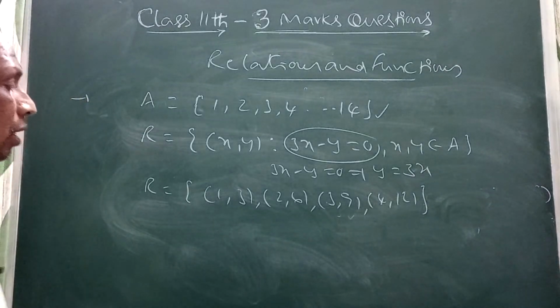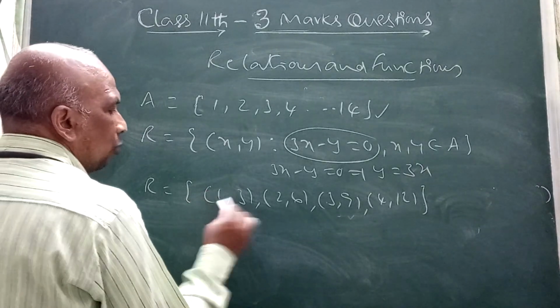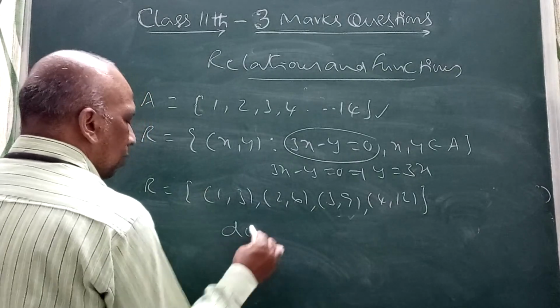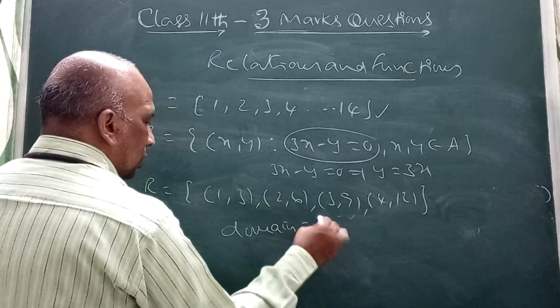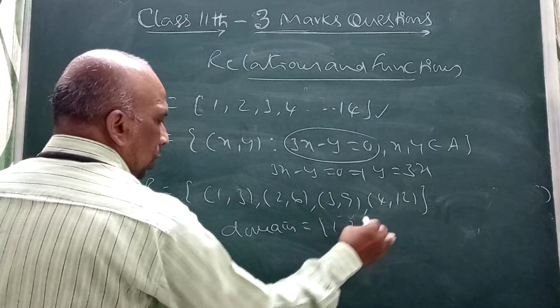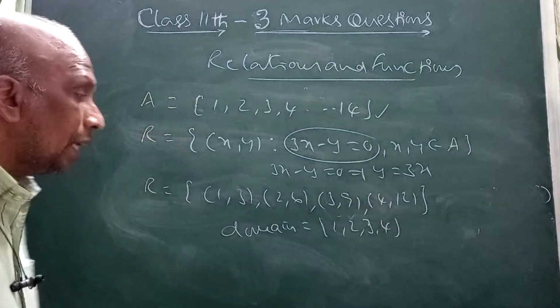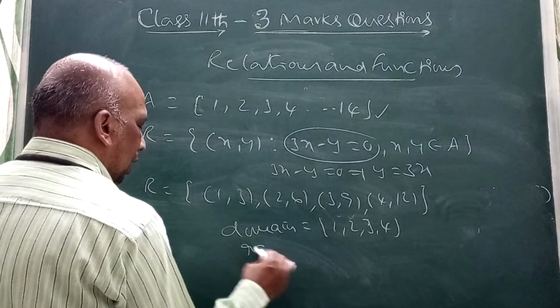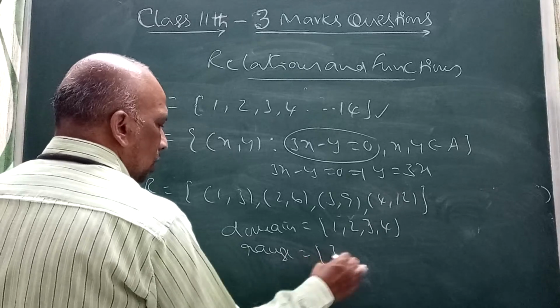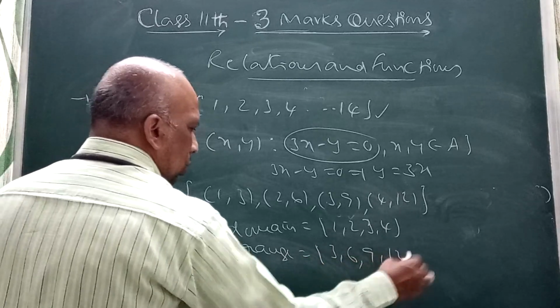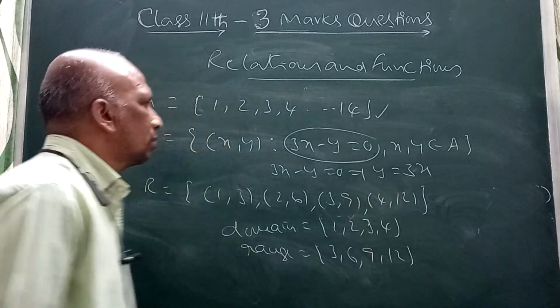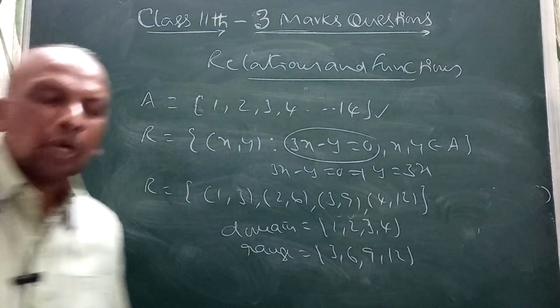What is the domain here? Domain of this relation, I get 1, 2, 3, 4. The domain is the set of first elements of the ordered pairs: 1, 2, 3, 4. This is the domain. Correct. Then range means the set of second elements. Range is equal to the set {3, 6, 9, 12}, I can write. Correct.